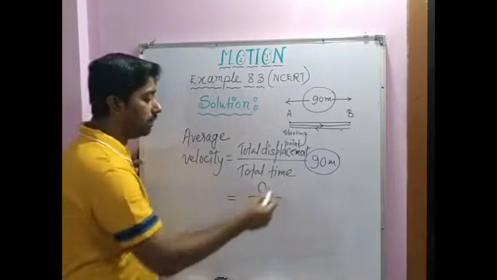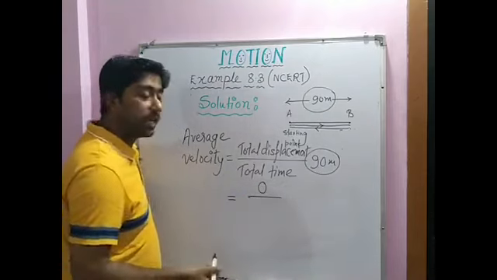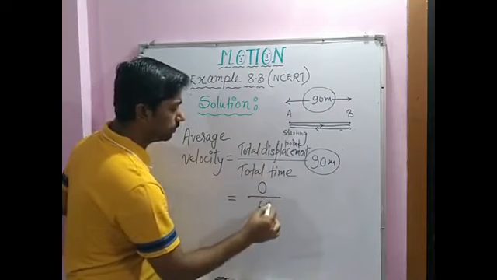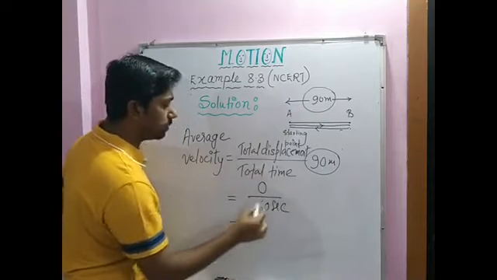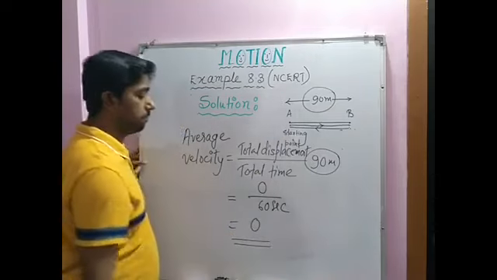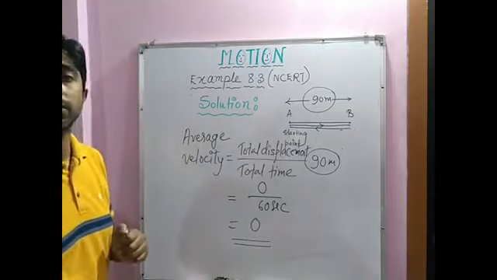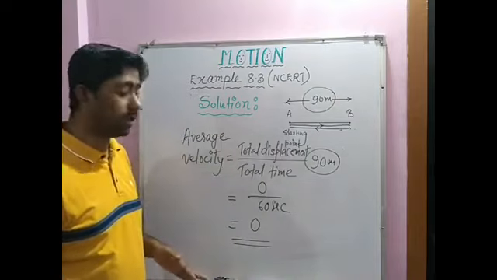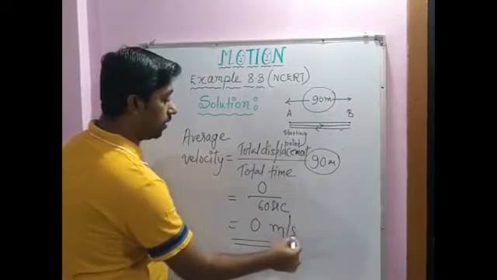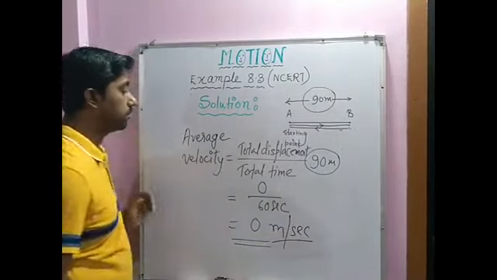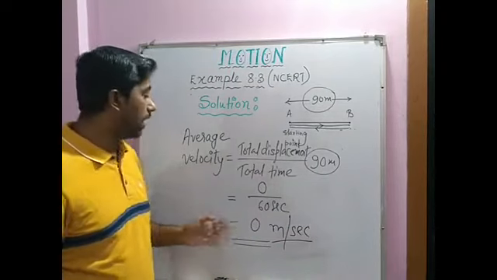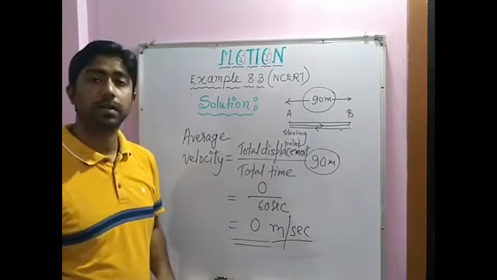Okay, total time becomes immaterial now, still you can put it. Since total displacement is 0, we get the answer to be 0. Average velocity is 0. Okay, average velocity is 0. Or in proper units you can write meter per second. So average speed for Usha is 3 meter per second and average velocity is 0 meter per second.